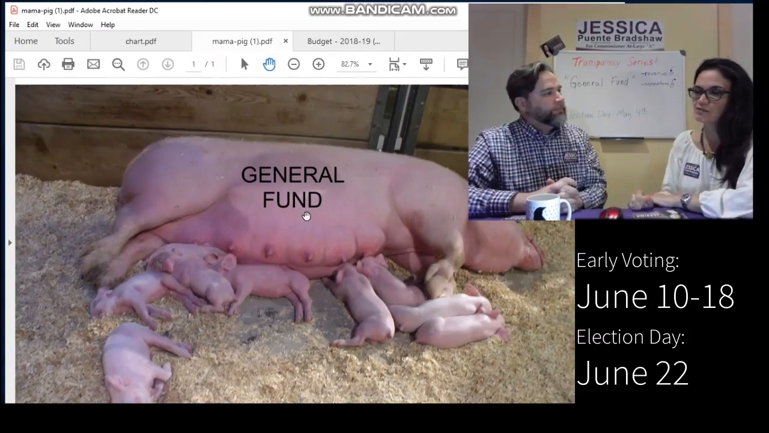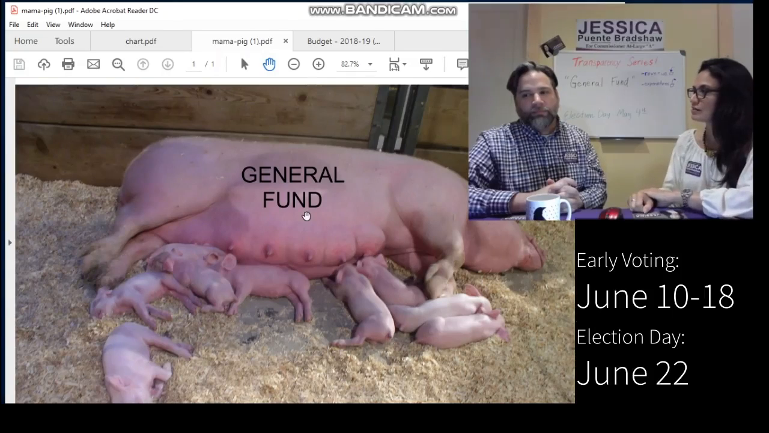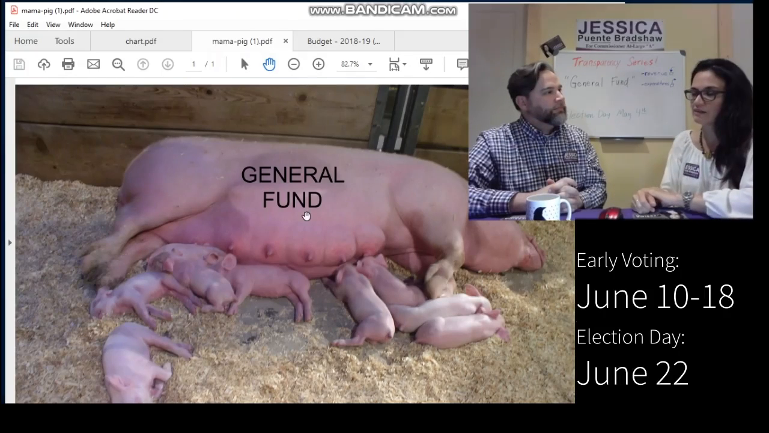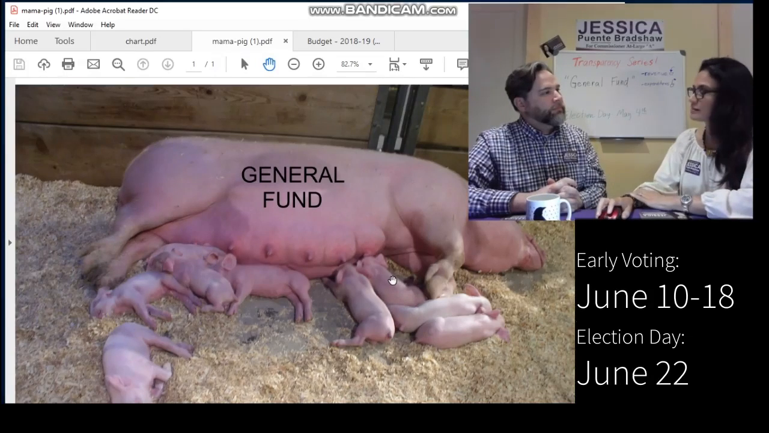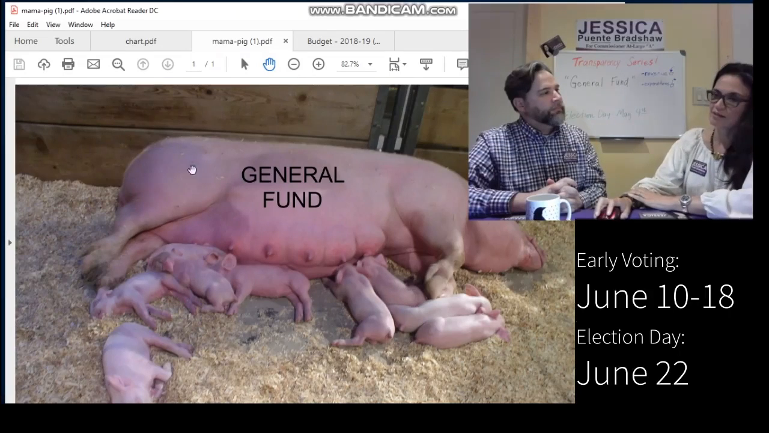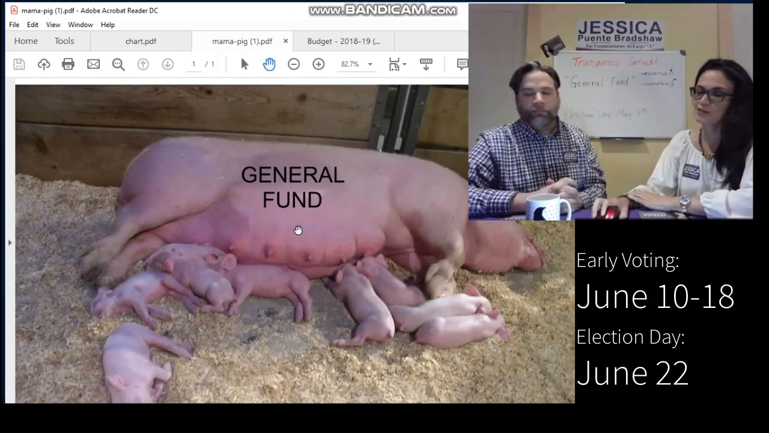Yes. So the general fund is like the big pig. I love pigs. And it is the biggest budget that we have. And it's the one that feeds everything, just like Jonathan said. And there's these little piglets right here. And in some cases, some piglets eat more than others, and we'll discuss that later on. But this is kind of the image that you can have in your mind when it comes to the general fund. Okay? So we're going to look at the budget.